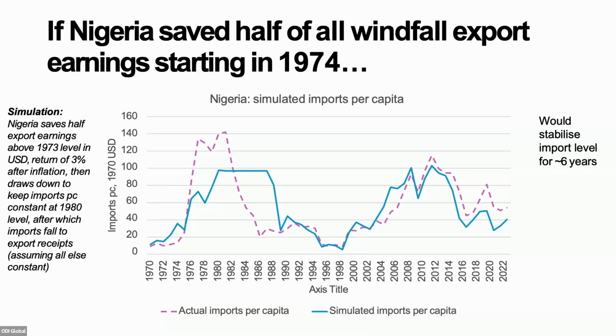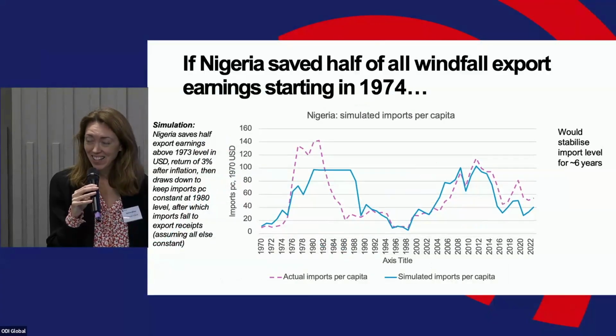So the second point I want to make then is that while building buffers is certainly sensible advice for commodity exporting countries, I think there's a limit to what we could expect those buffers to do in the case of a more long-term cyclical decline in commodity prices. And I think it's unrealistic to expect low and lower middle income countries to be able to save enough to make it through this type of crisis, to really stabilize just based on savings, if you will.